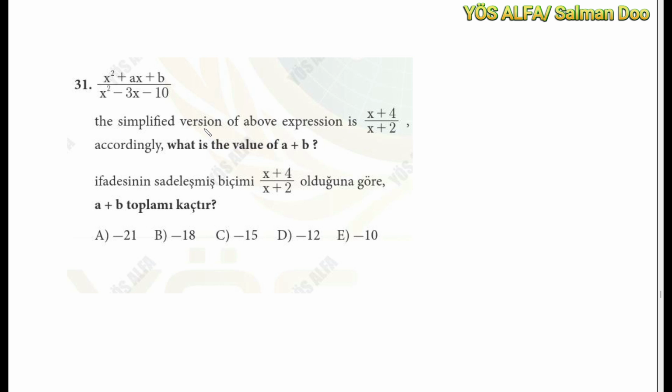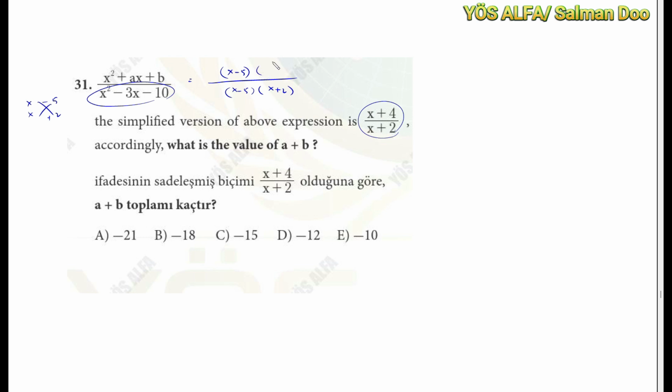1. The simplified version of above expression is x plus 4 over x plus 2. What is the value of a plus b? So let's start from the denominator. Let's factorize it. So we have x minus 5 times x plus 2 on the denominator. And when we simplify this, we have this. So that means we don't have x minus 5 on the denominator anymore. So that means that we need to have x minus 5 on the numerator so that they cancel out each other and we don't see x minus 5 on the denominator anymore.